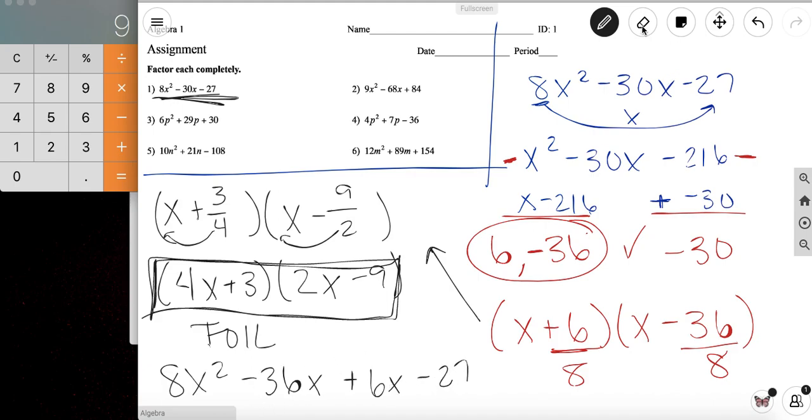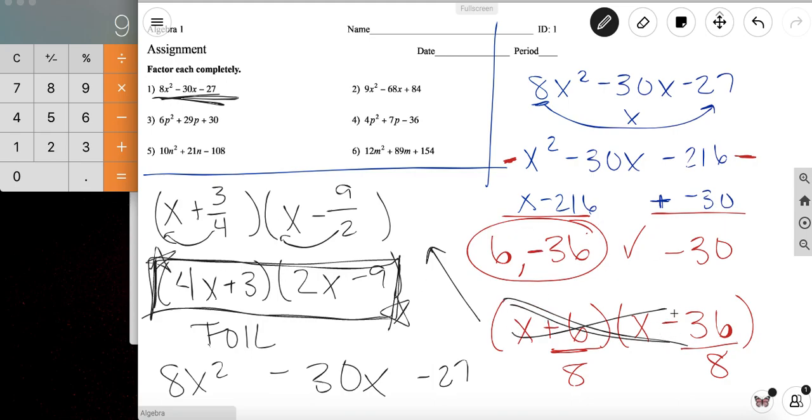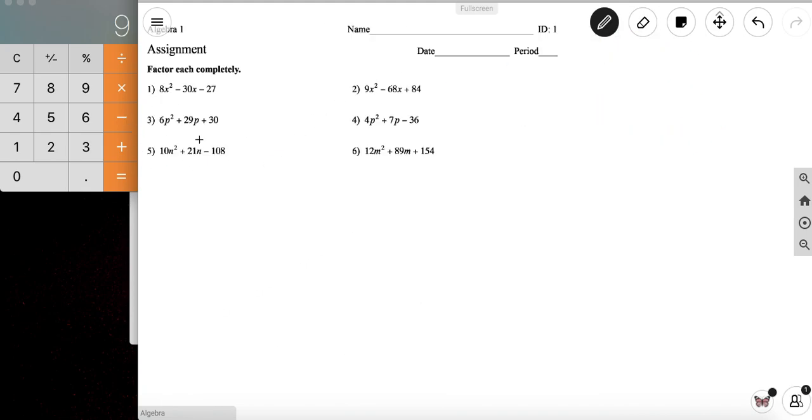Combine our middles. I'm running out of space, so I'm just going to erase it. Combine our middles, and I get an answer of negative 30x. Is that my original equation? It is. So that's how we know this one is my answer. This is not my answer. So make sure your answer has numbers out in front of your x's for these problems, for numbers like this. Okay, I know that was a lot. So let's try number 2.